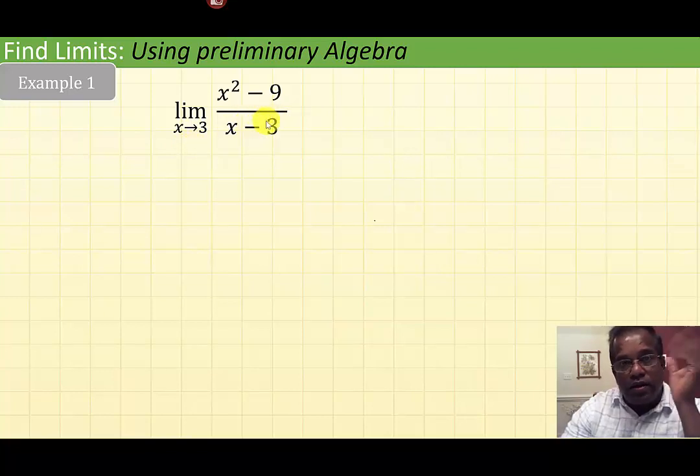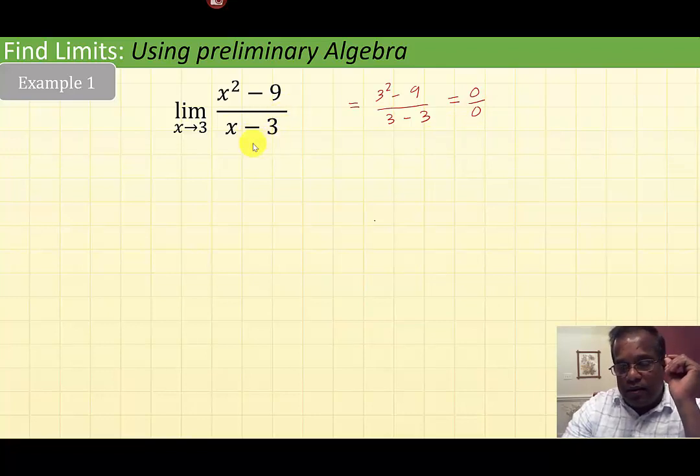Now if we use direct substitution, using the limit rule, the limit as x approaches 3 of the numerator will give us 3 to the second minus 9 over 3 minus 3. As you see here, this is actually 0 divided by 0. So in that situation, we should try to simplify.